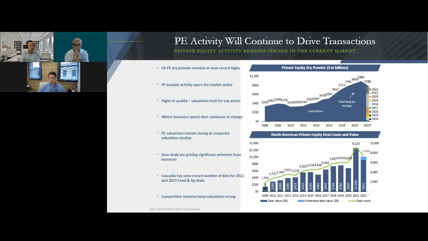And you'll see if you go back all the way to 2009, 2022 was the second highest year on record, just after 2021, which was a record. And so deals continue to get done. We have record amounts of capital that continue to be out there looking for places to park their money.